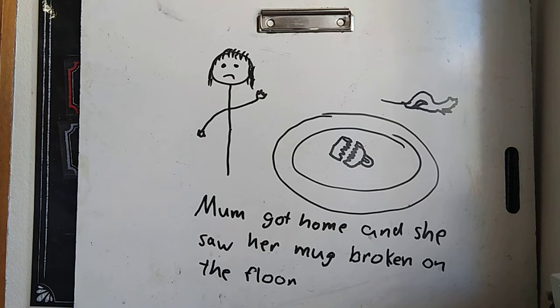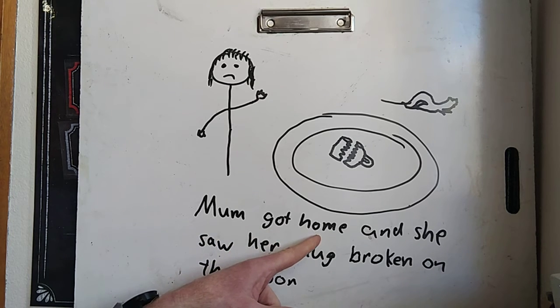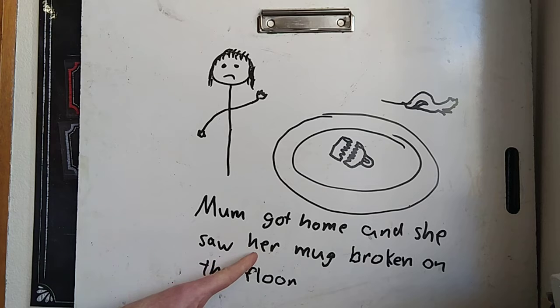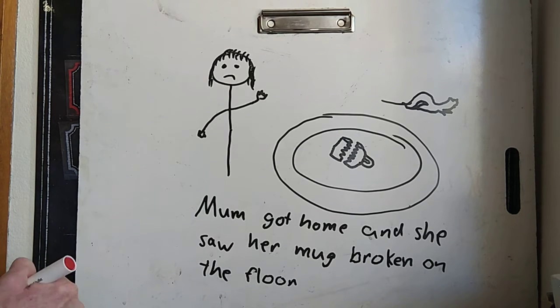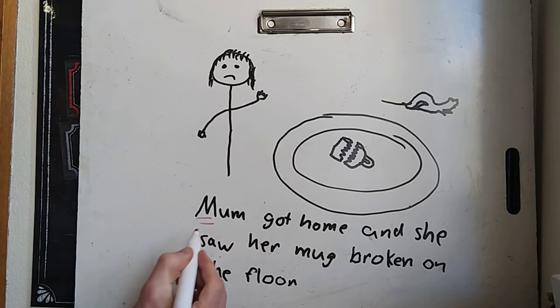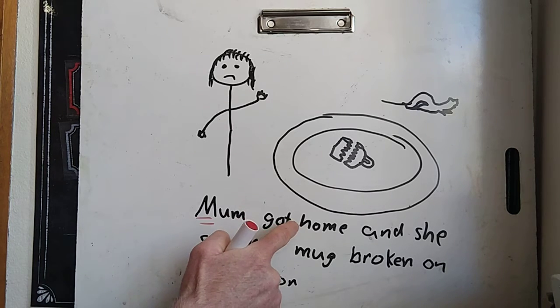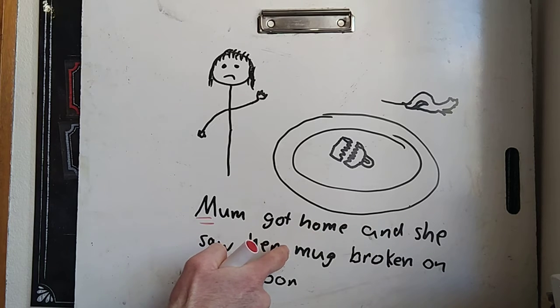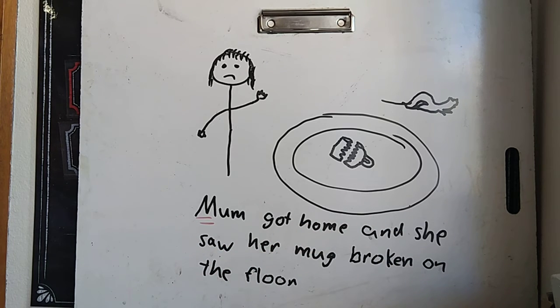Now let's take a look at my sentence. After we write our sentence, we should always go back and read it just to make sure it makes sense. Maybe we're missing some words or something. Mom got home and she saw her mug broken on the floor. Is it a good sentence? Well, let's see. Starts with a capital letter. It has finger spaces between the words. Good. Full stop. Oops. We're missing something there, so we need to put a full stop in.